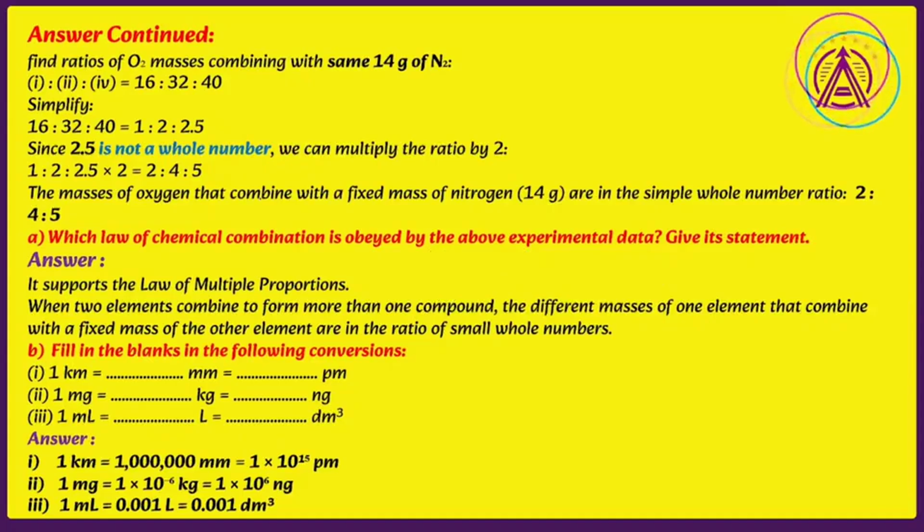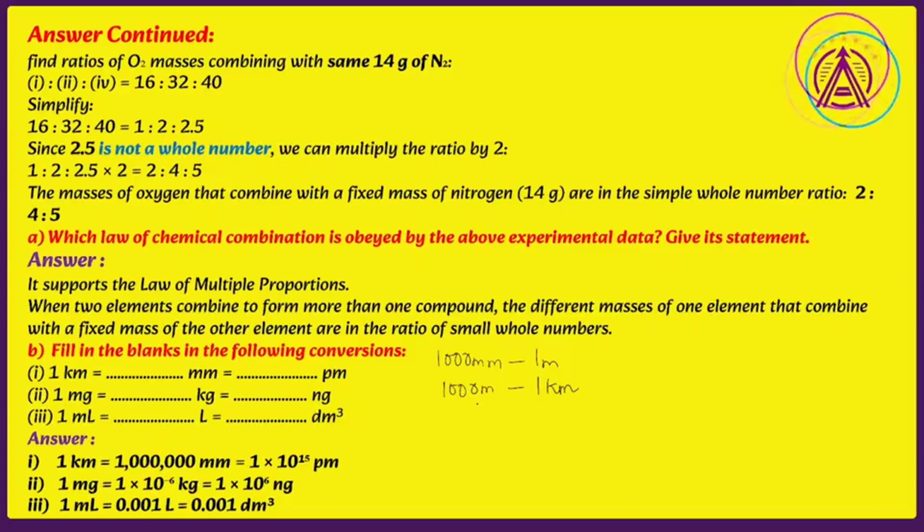Moving on to the next question. Fill in the blanks in the following conversions. So here you have conversions. If you refer to the material which I have given you previously as well as our Achievers Hunt material, you will have these conversions written in them. I'll anyways explain how you convert them. So 1 kilometer is how many millimeters, which in turn is how many picometers. We know that 1000 millimeters makes up 1 meter, correct? And 1000 meters is 1 kilometer, right?